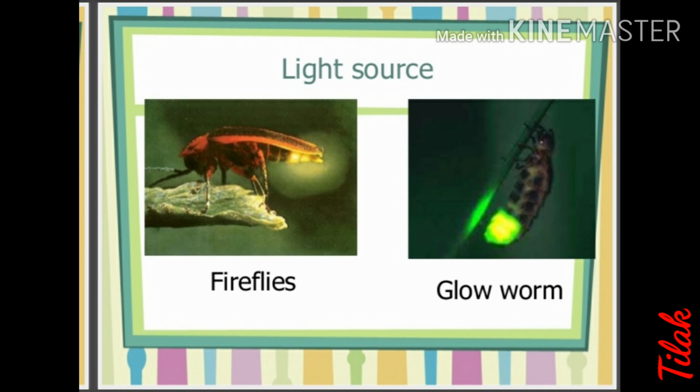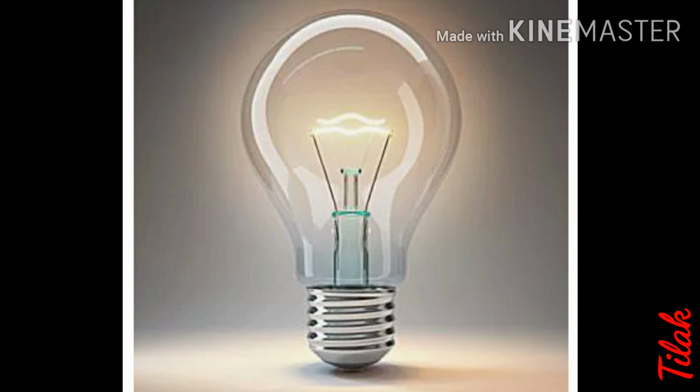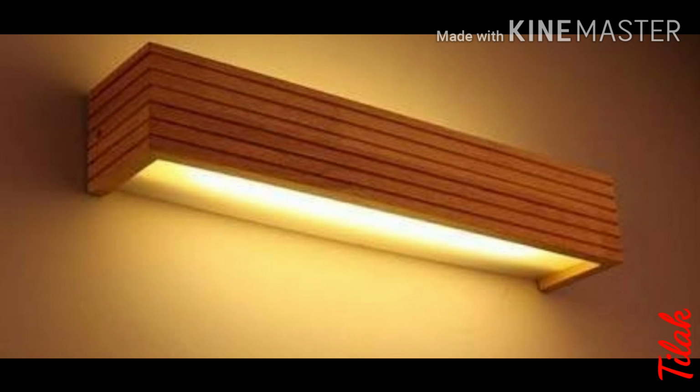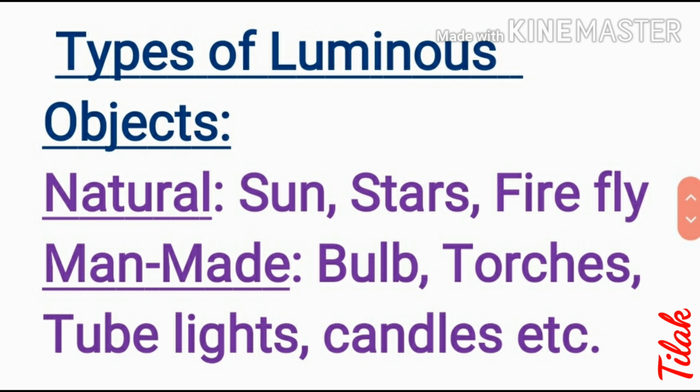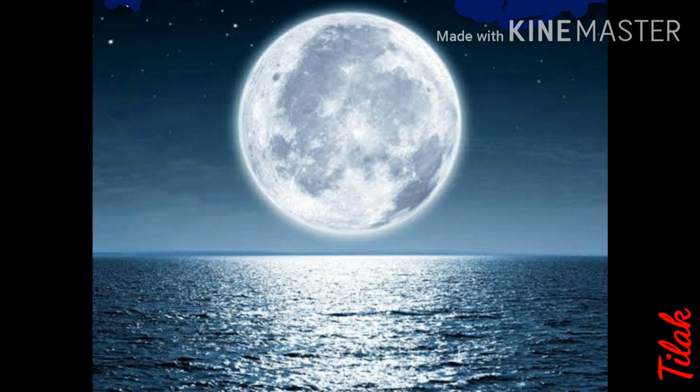Let's now find out about different sources of light. Yes, you can see that a bulb is one of the sources of light. In daytime, we have the sun as the source of light. In nature, there are other sources of light such as fireflies and glowworms. So these naturally occurring substances which give out their own light are called luminous objects and natural sources of light. But the bulb, which is artificially made by men, is called a man-made source of light.